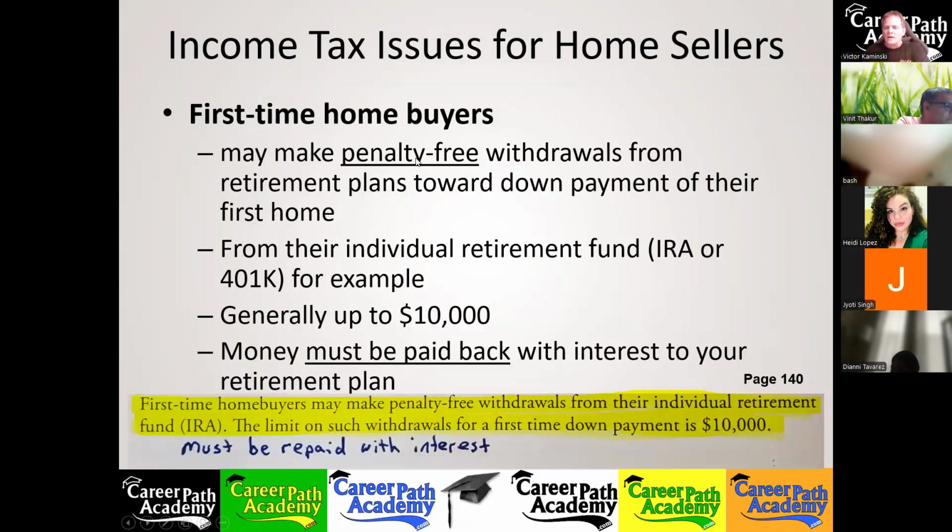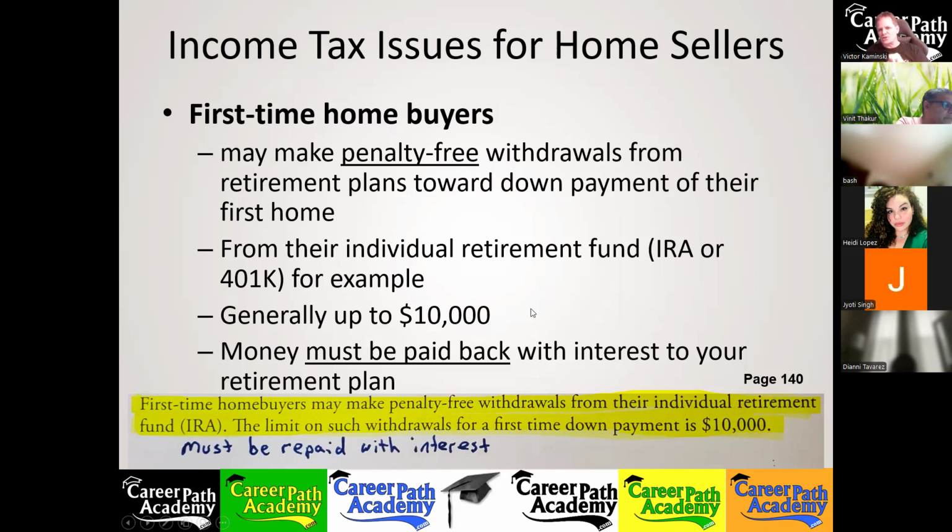All right. And first-time homebuyers, if we got first-time homebuyers as clients, we got to let them know they can make penalty-free withdrawals from their retirement plans towards the down payment of their first home from their retirement fund, IRA, 401k, for example. It's generally up to $10,000, but that money does need to be paid back, but you're just paying it back to yourself. You're paying it back to your own retirement plan. So it does need to be paid back with interest, but it's getting paid back to your own retirement plan. So it's like you're paying yourself back.